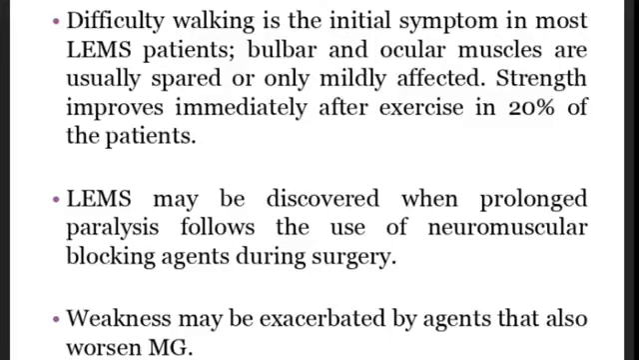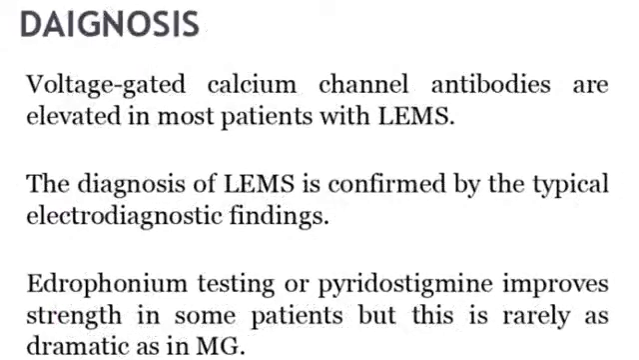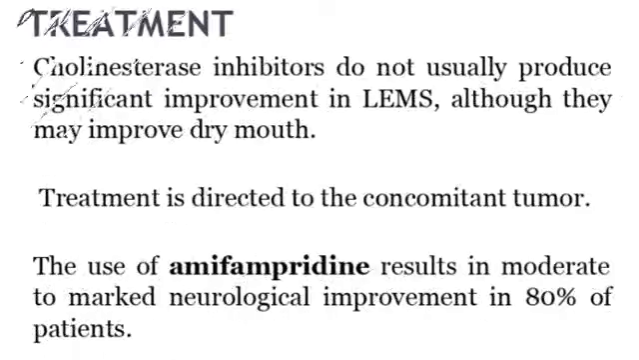Lambert-Eaton may be discovered when prolonged paralysis follows the use of neuromuscular blocking agents during surgery, and weakness may be exacerbated by agents that also worsen myasthenia gravis. Diagnosis: the voltage-gated calcium channel antibodies are elevated in most patients with LEMS. Diagnosis of LEMS is confirmed by typical electrodiagnostic findings, and the edrophonium test or pyridostigmine improves strength in some patients, but this is rarely as dramatic as in myasthenia gravis.